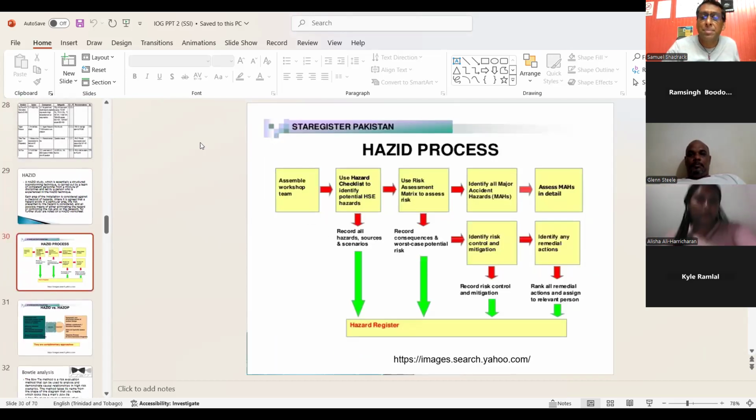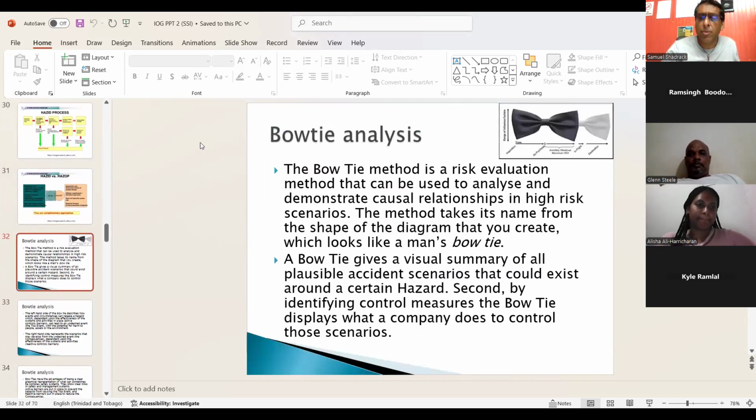I would have liked to ask if you all remember anything about the hazard. Was there anything about the hazard that you particularly remember? Like when was it used? When is a hazard used?